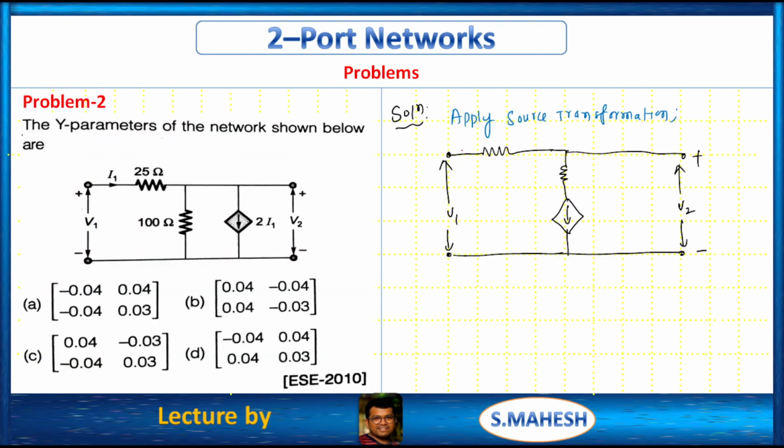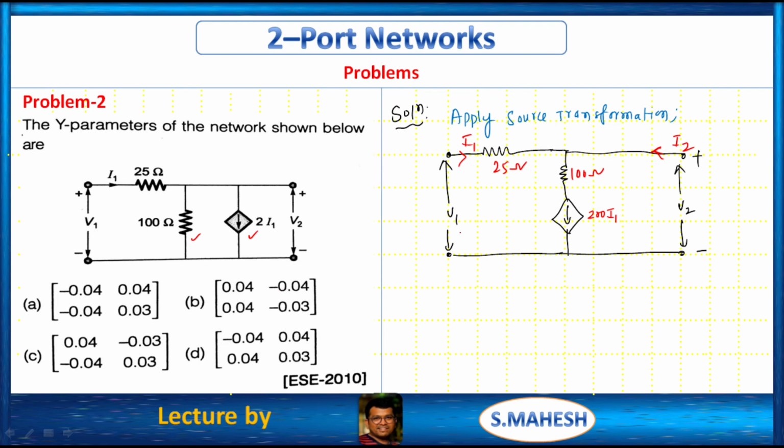From this, the current through this port is nothing but I1. Through this port, I2, right? And the given data, this is 25 ohms. This is 100. We all know that this is a current source and this is a resistive branch, which are connected in parallel. So this is 200 I1. This 200 I1 is nothing but a voltage value.